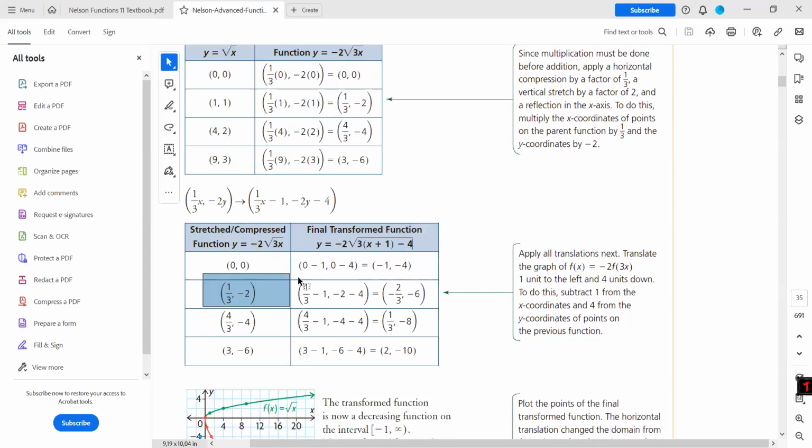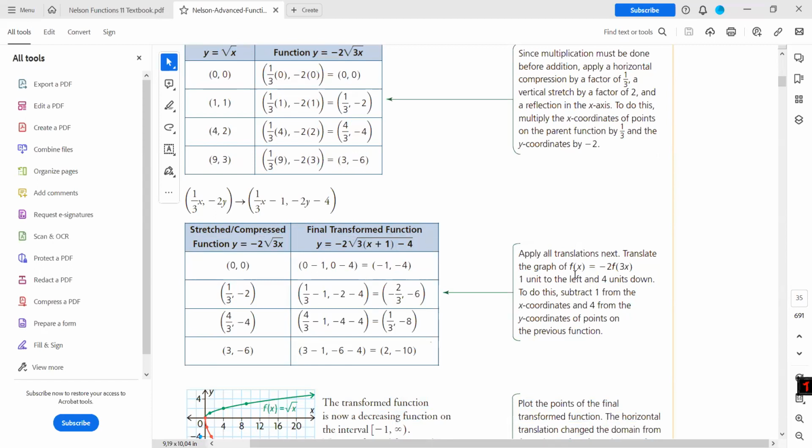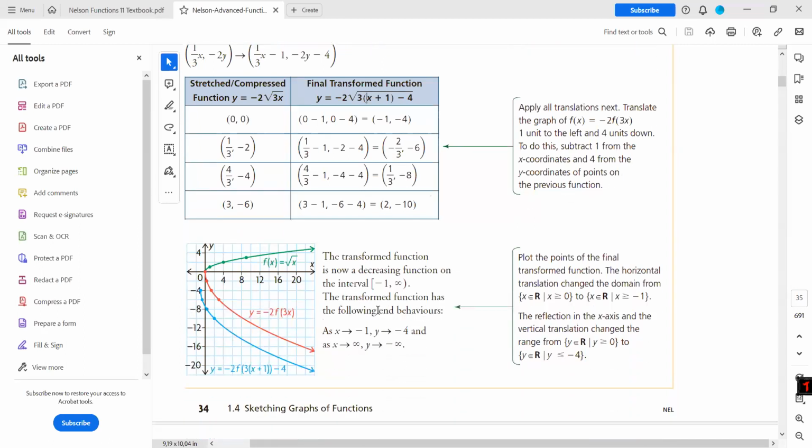We simply subtract 1 and 4 from the x and y coordinates respectively, and you get the final set of points. After applying all translations, translate the graph of f of x 1 unit to the left and 4 units down. To do this, subtract 1 from the x coordinate and 4 from the y coordinates of points on the previous function.